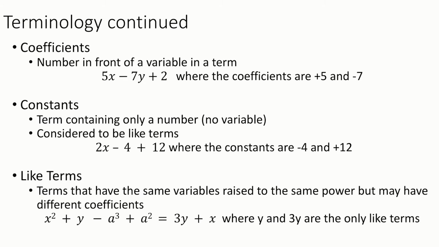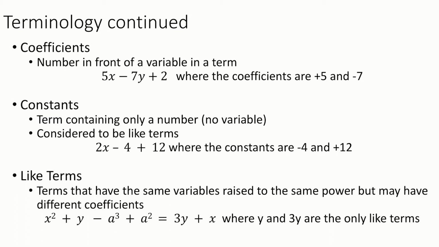Now, you can't do algebra without talking about like terms. Like terms are very specific because you cannot add or subtract a term unless the combination of variables and the powers on those variables are the exact same. For example, with the terms x squared, y, a cubed, a squared, 3y, and x, there's only two sets of like terms there, and that's the y and the 3y. All of the other terms have a different combination of variables.